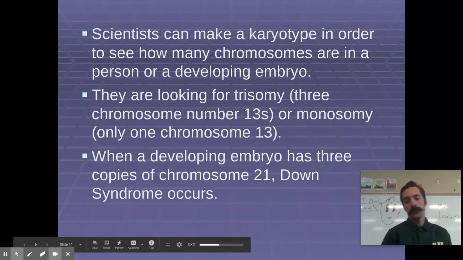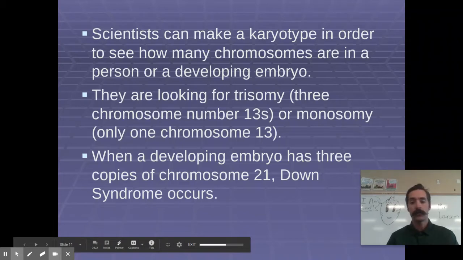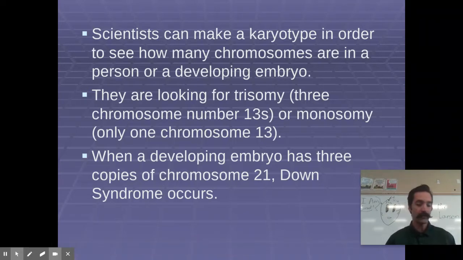So you guys just went through meiosis, the different steps and how it all works together to create those sex cells, those gametes. But now we're going to be looking at what happens when something goes wrong during meiosis and the effects that it could have on the child that it eventually creates. So first we need to know basically how scientists are able to figure this out.